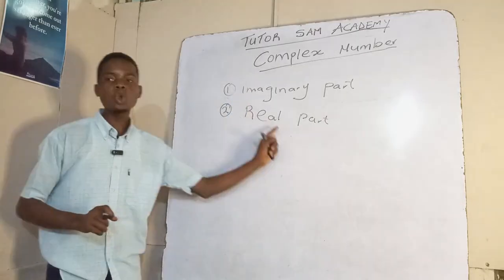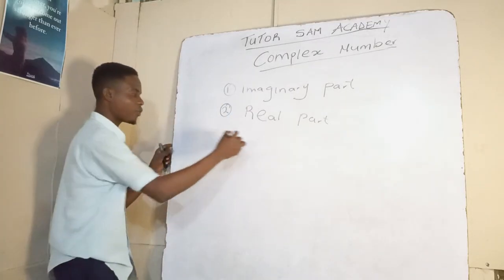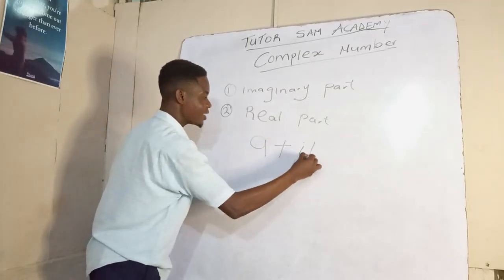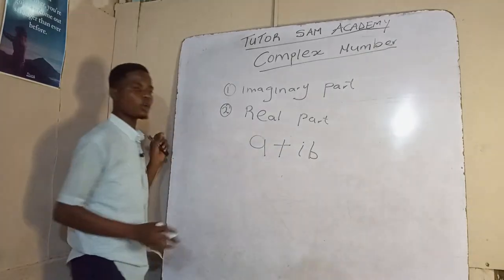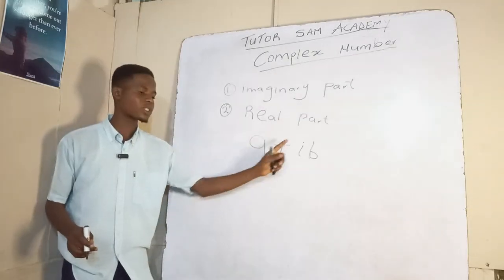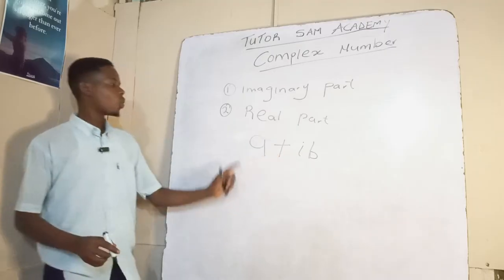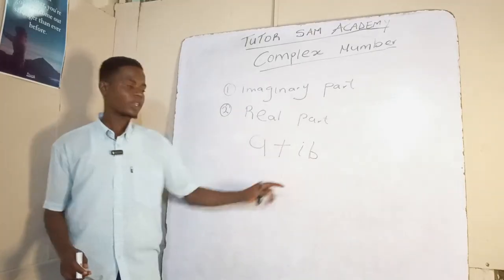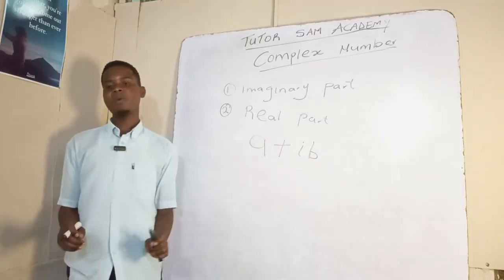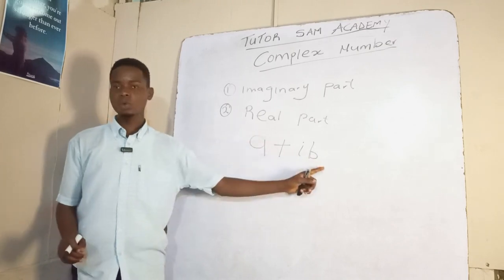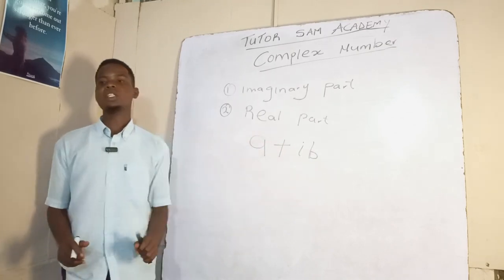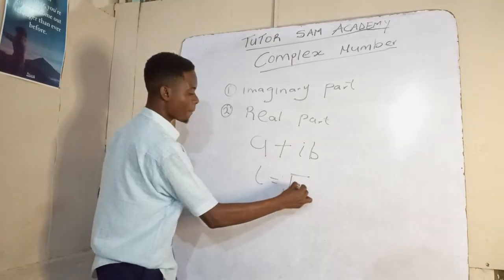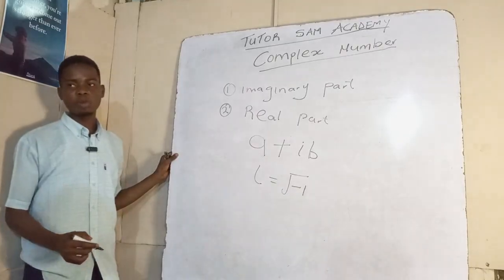Now, a complex number must always be in this form. A plus what? iB. A complex number must always be in this form, A plus iB. So, if A plus iB is a way of representing a complex number, A and B are real numbers, while i is what? An imaginary number. And i is always what? Square root of minus 1. I believe you all follow me to this point.